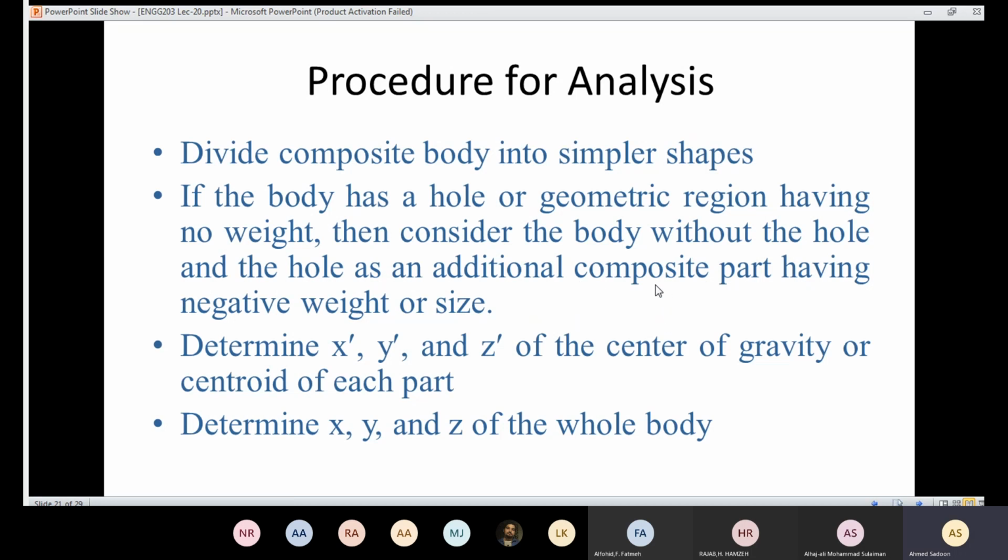So if I'm going to have a gap inside the composite body, then the area of that gap is going to be negative if I consider the whole part without the hole. So I'm going to ignore the hole, but then the hole is going to be with negative area or negative weight. Then I need to know the x hat, y hat, z hat for each particle, and then using the previous equations, I'll be able to determine x, y, z of the whole body.